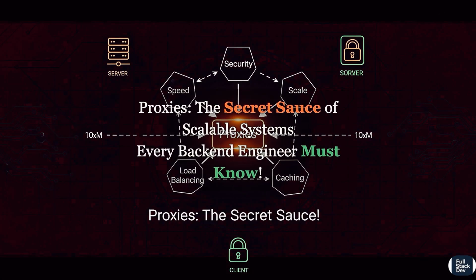As a backend engineer, you're building systems that need speed, security, and scale. Enter proxies, the unsung heroes that route traffic, secure data, and keep your apps humming. From load balancing to caching, proxies are everywhere, and knowing the right type for the job can make or break your architecture. In this video, we're breaking down 12 types of proxies every backend dev needs in their toolkit.